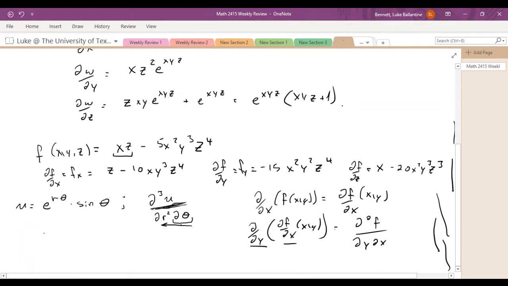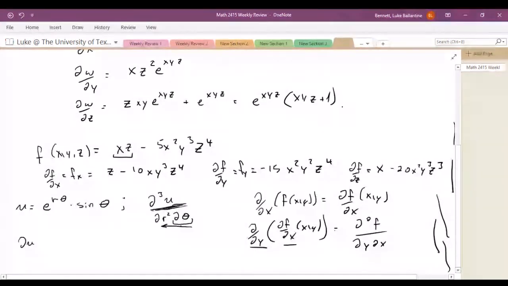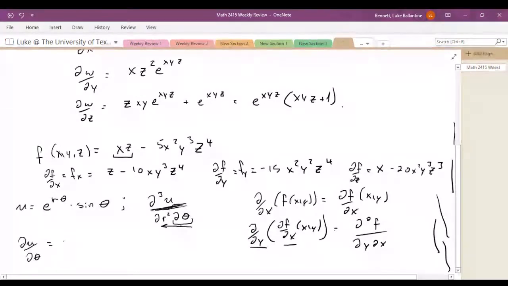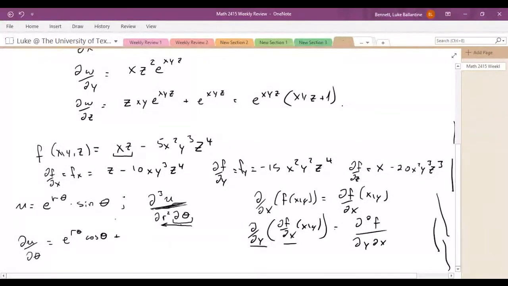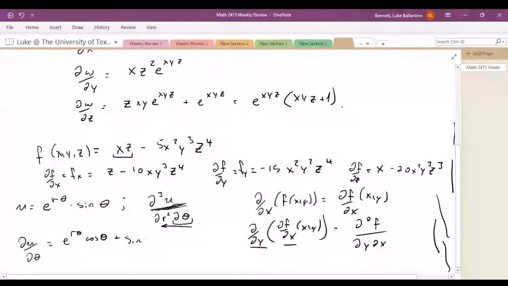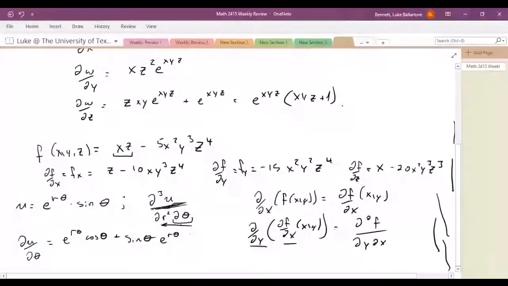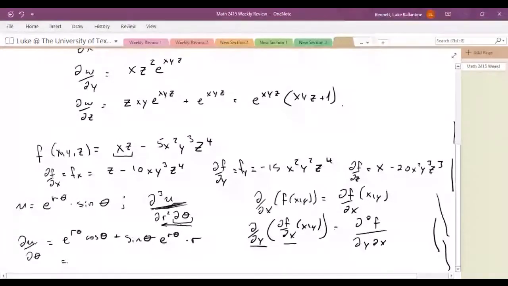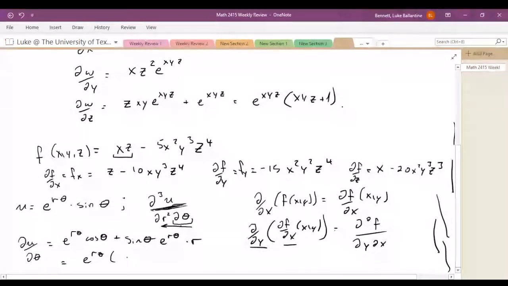To differentiate with respect to theta and get the partial of u with respect to theta, we need the product rule. The first times the derivative of the second plus the second times the derivative of the first. Let's see, we can factor out an e to the r theta. We're left over with cosine theta plus sine theta times r.